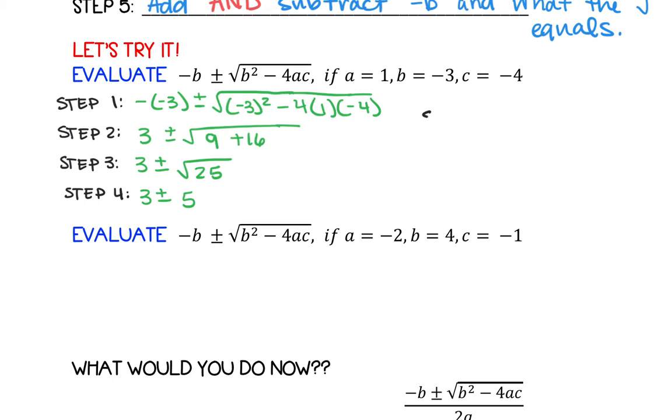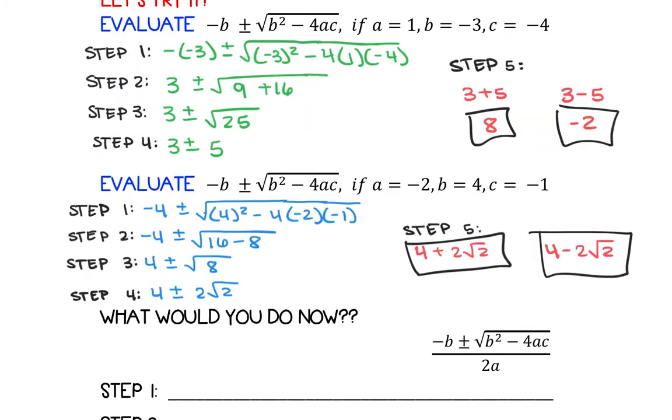Okay, for step 5, we're going to add and subtract. So this is going to give you 2 separate problems. So we'll get 3 plus 5, that's your adding, and then we'll get 3 minus 5, that's your subtraction. 3 plus 5 is 8. 3 minus 5 is -2. So your 2 answers would be 8 and -2. Go ahead and at this time pause the video to solve the next problem right below it.